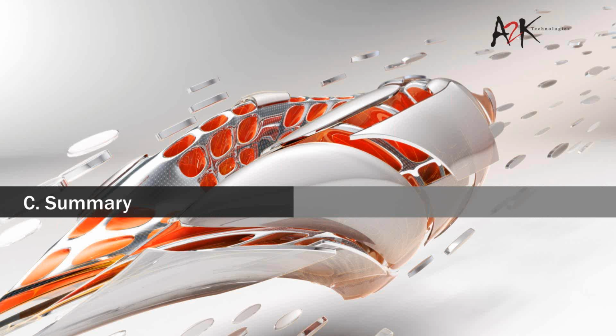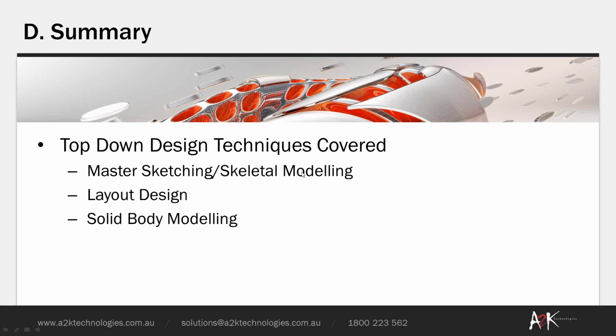So let's jump back into our PowerPoint and quickly review the 3 different techniques that we covered. So master sketching, which is commonly referred to as skeletal modeling, is very useful for large structures. People often use it for pressure vessel design, large sheet metal structures. Layout design typically is used for mechanisms, moving components. Solid body modeling. I've seen solid body modeling used pretty much for everything.